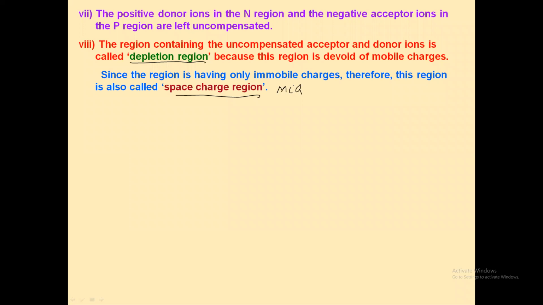Is it right? So today we stop here. But one thing you please take into consideration: the barrier potential for silicon is 0.7 volt, and for germanium it is approximately 0.3 volt. This may be asked as an MCQ type question. Okay, so today we stop here.